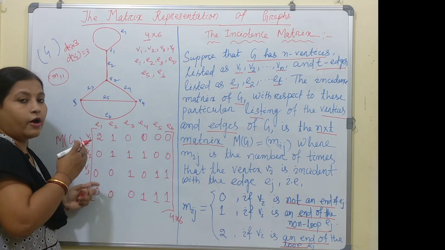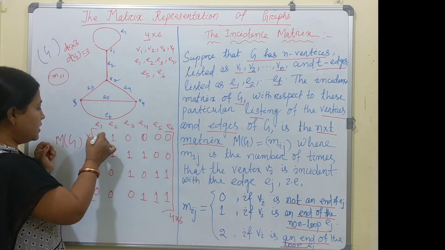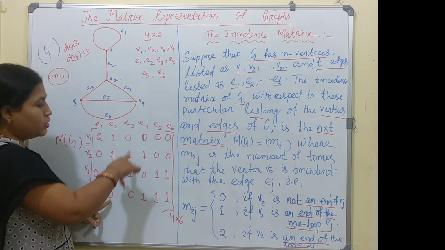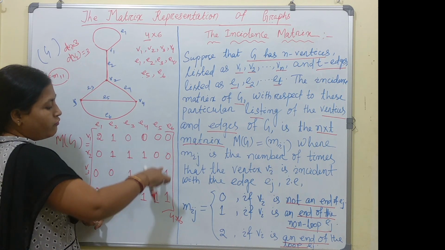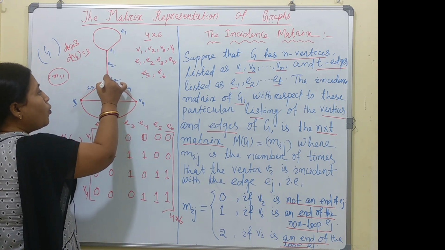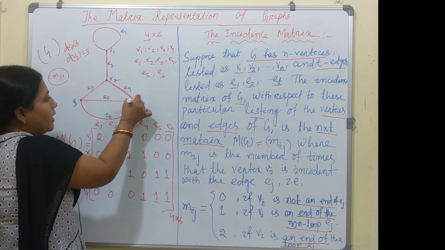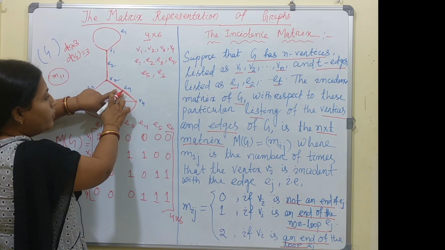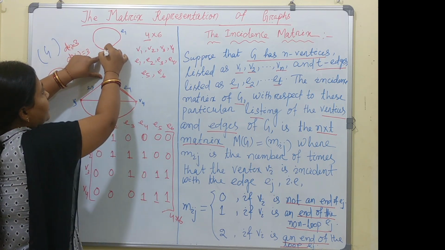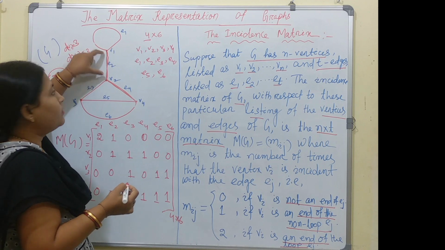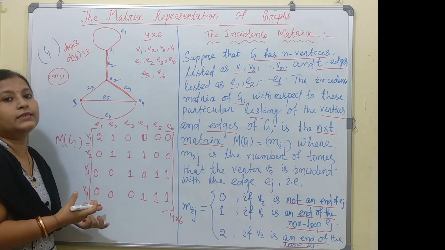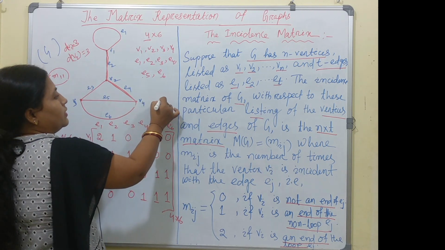Next come to adding the column elements. See here, all the column sums are 2: the first column is 2, the second is 2, the third is 2, the fourth is 2, the fifth is 2, and the sixth is also 2. That means one edge has 2 end vertices. Taking the edge E4, there are 2 end vertices, V2 and V4. Taking E2, there are also 2 ends, V1 and V2. So when we add the column elements, we get the number of end vertices, that is 2.